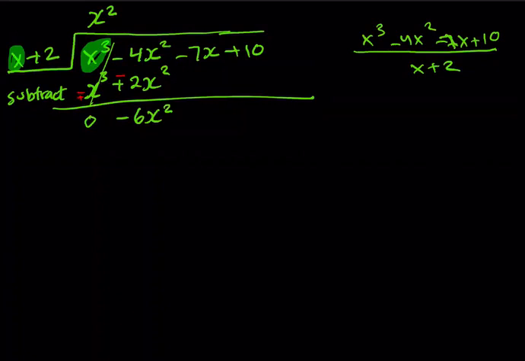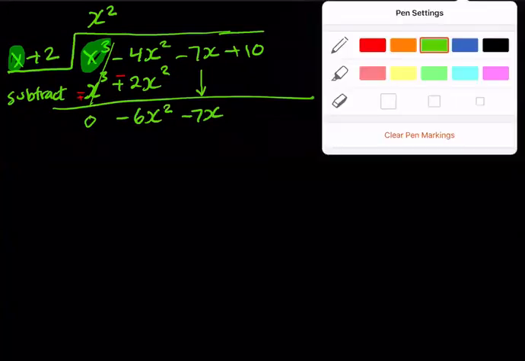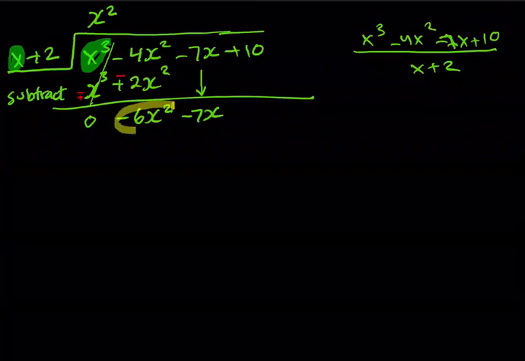And now I finished with this. I will put down the minus 7x. So this is minus 7x. And now I'll start with my leading term, which is the minus 6x squared. This is the leading term here. And the leading is always on this side, the x. So minus 6x squared divided by x is minus 6.